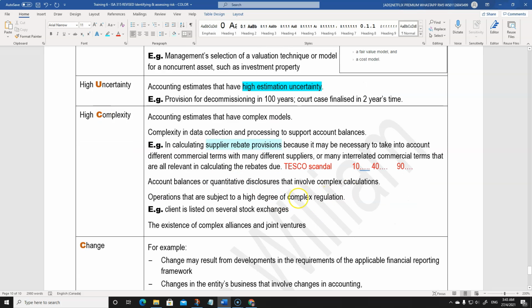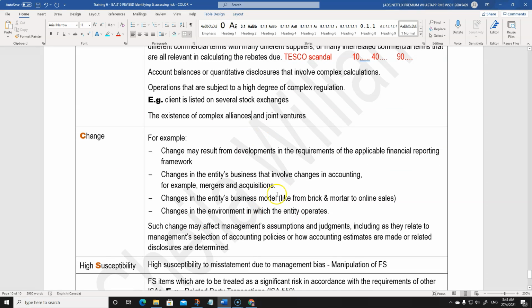Complexity, anything with a complex calculation, or here we're talking about complex regulation. Like, for example, your client could be listed on several stock exchanges. So that becomes very complex. Different stock exchanges have different rules and regulations. Existence of complex alliances and joint ventures. You've got special purpose entities. It becomes very, very complex then.